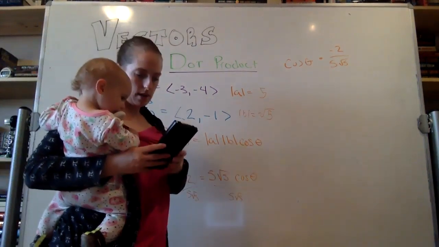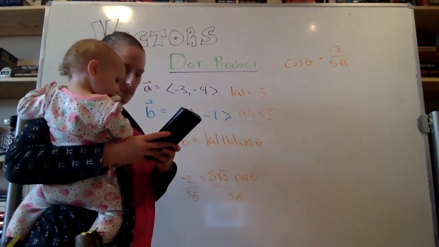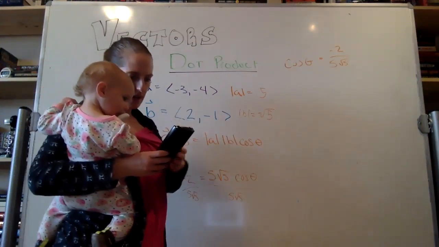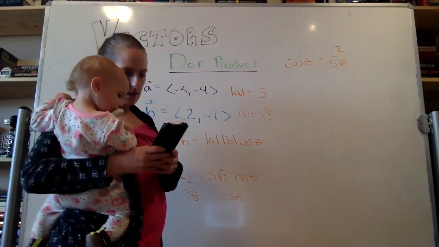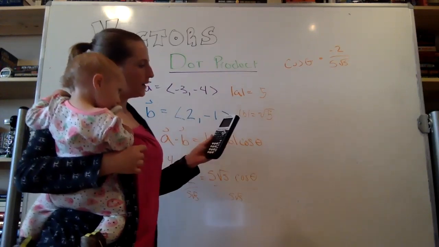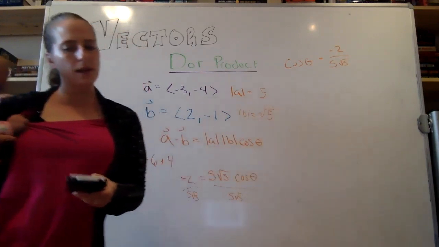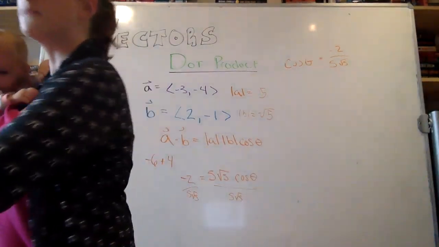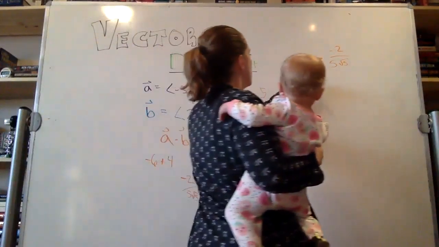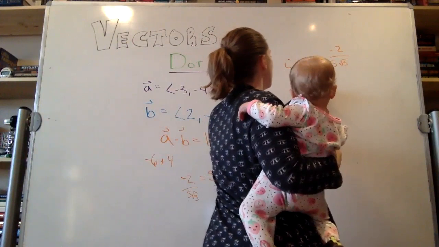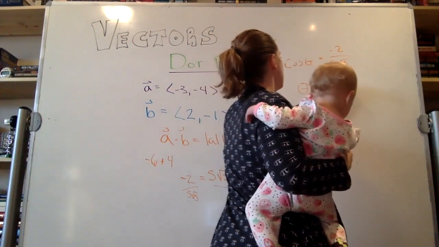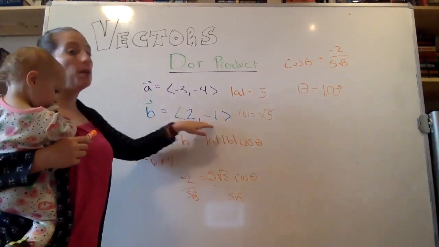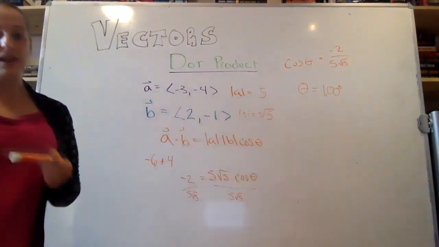So inverse cosine of -2 divided by 5 square root of 5 gives me 100.3 degrees. Pretty close to what we calculated the other way. I think we calculated 100.4 degrees, so I think we'll take that. Notice this gives us another way of calculating an angle between two vectors when we have them just in their component forms. And that can be really, really handy.